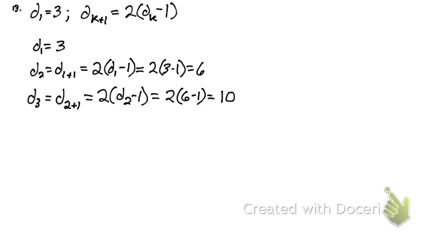I feel like I missed one. Oh, this should have been 4, because that would have been 2 times 2, which is 4, which would have changed this one to 4, which would change this one to 6. The next one is 10, though.